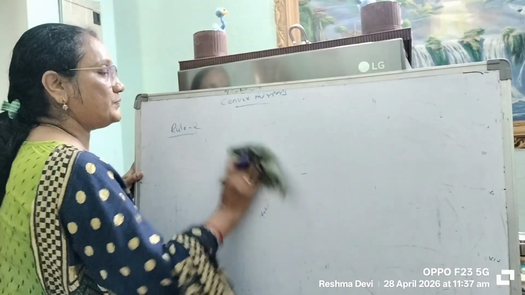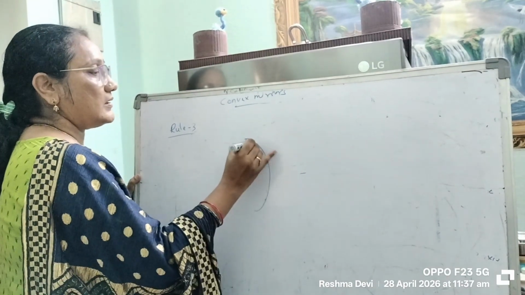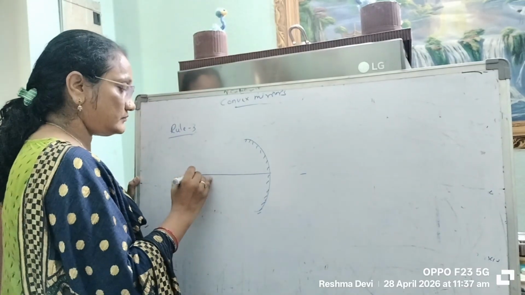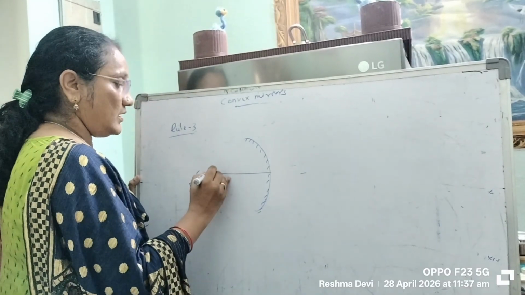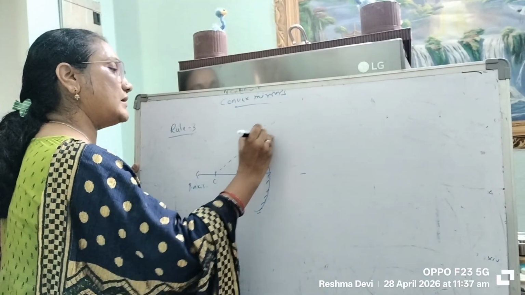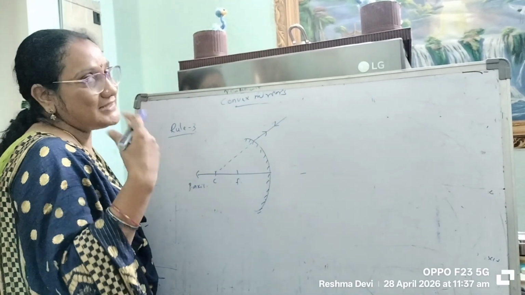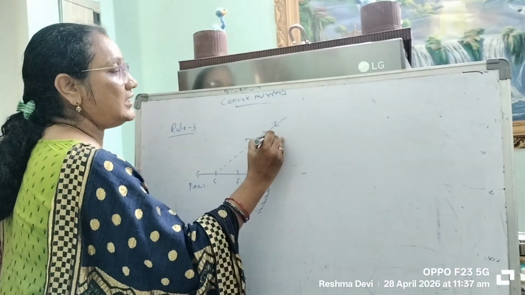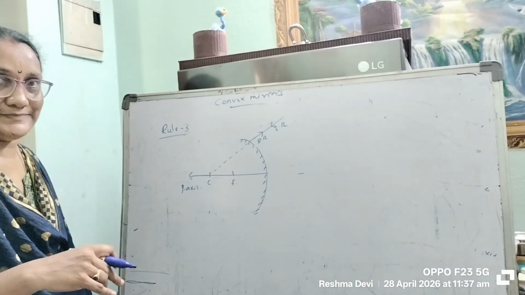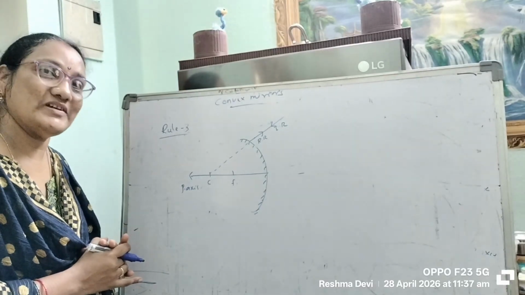Now, rule 3. Convex mirror, center of curvature, focal point. The rays which are directed towards the center of curvature, after reflection, retrace the path. Reflected ray, incident ray. After reflection, they retrace the path. So these are the ray diagrams related to concave and convex mirrors.